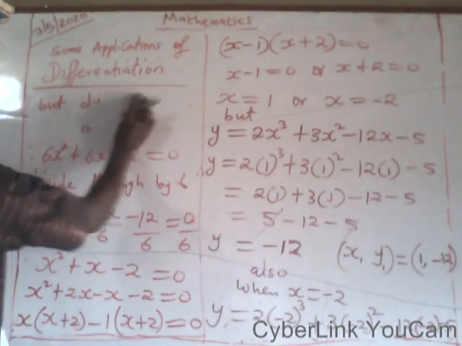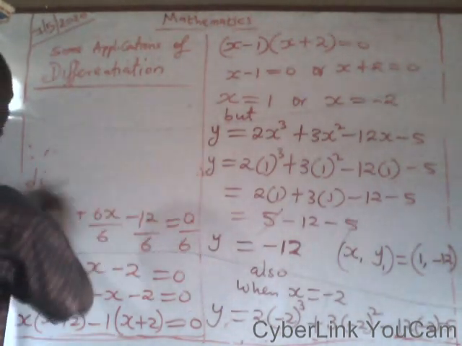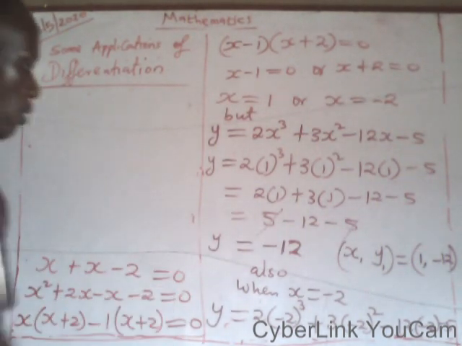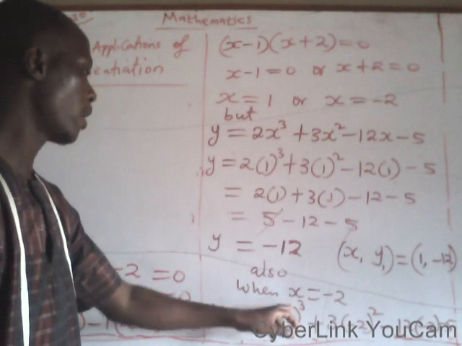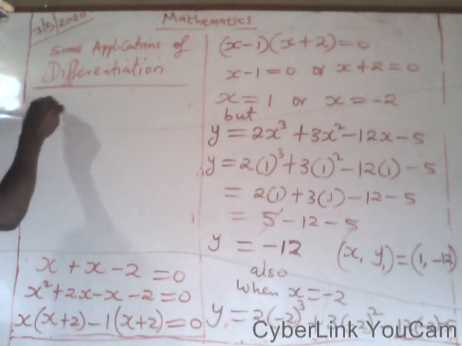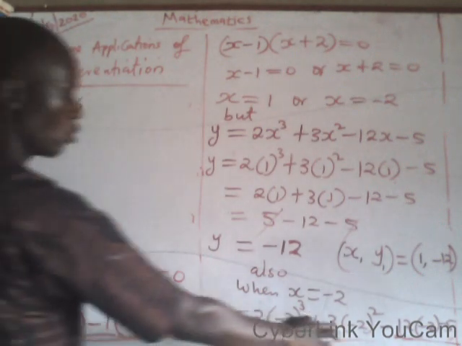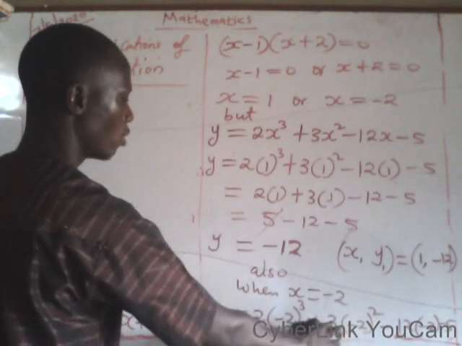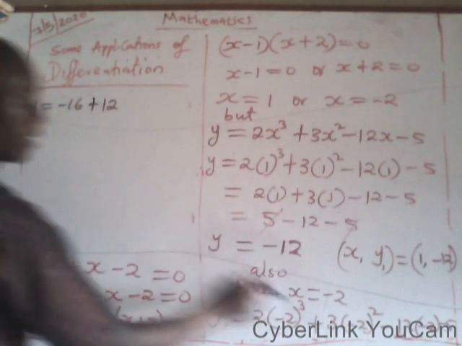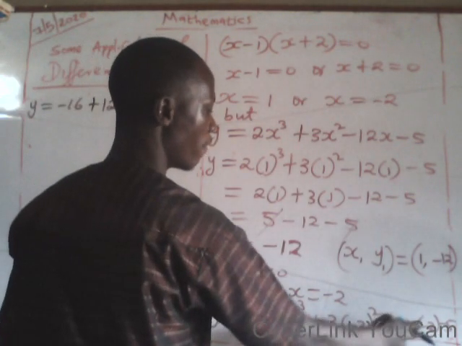So by the time you open the bracket, what we are going to have is, now look at this. You cube this one, you have minus 8. Minus 8 times 2, you have minus 16. So y is equal to minus 16. Here also, by the time you square it, you have 4 times 2 times 3, that is 12. So you have 12. Then here you have minus 4 minus 12, then minus 2.